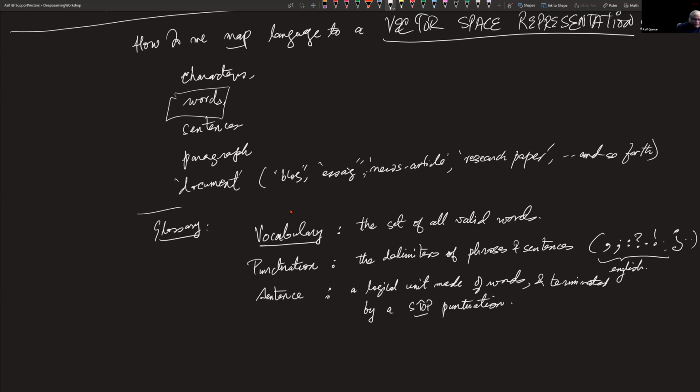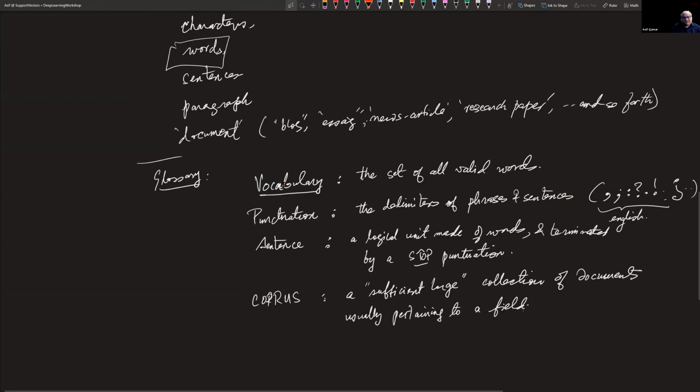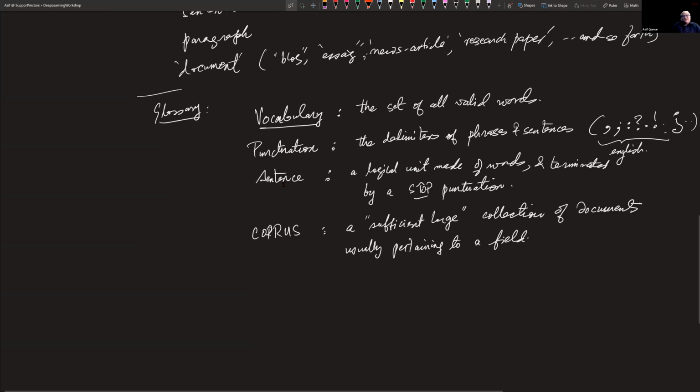Now, we will use the word corpus to mean a sufficiently, it is implicit, sufficiently large collection of documents, usually pertaining to a field. So for example, you can have a corpus of the English language itself, the general English language, right? You can have a specific corpus for the legal profession.